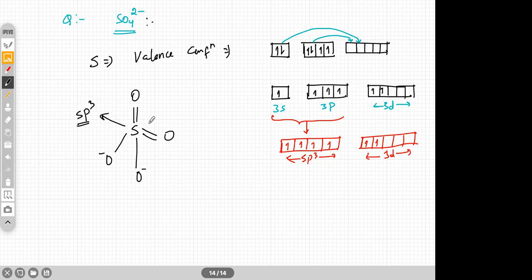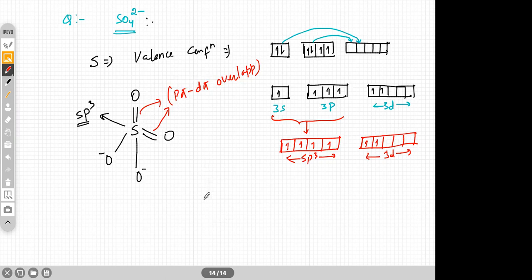But sometimes they ask which orbital overlap forms this pi bond. You see, for sulfur we have a d orbital and oxygen has a p orbital. So we say this bond forms by p pi d pi overlap. P stands for the orbital of oxygen involved in this overlapping, and the orbital of sulfur involved in this overlapping is d. And since this overlap gives you a pi bond, that's why it is p pi d pi overlap.